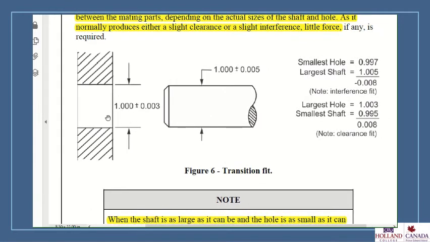So the smallest that hole can ever be is 0.997. The largest that shaft can ever be is 1.005. At that condition, there's going to be an interference of 0.008. But if we made the hole as big as it could be, 1.003, and the shaft diameter as small as it could be, 0.995, then we're going to have a clearance fit of 0.008.